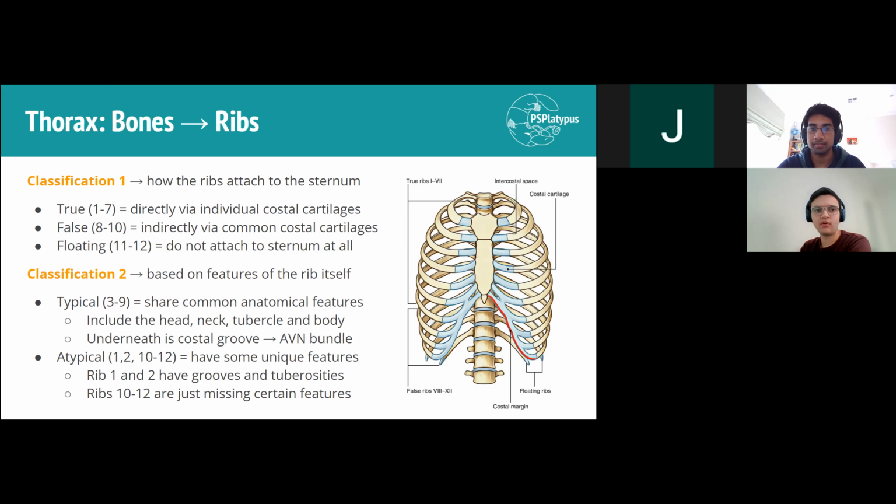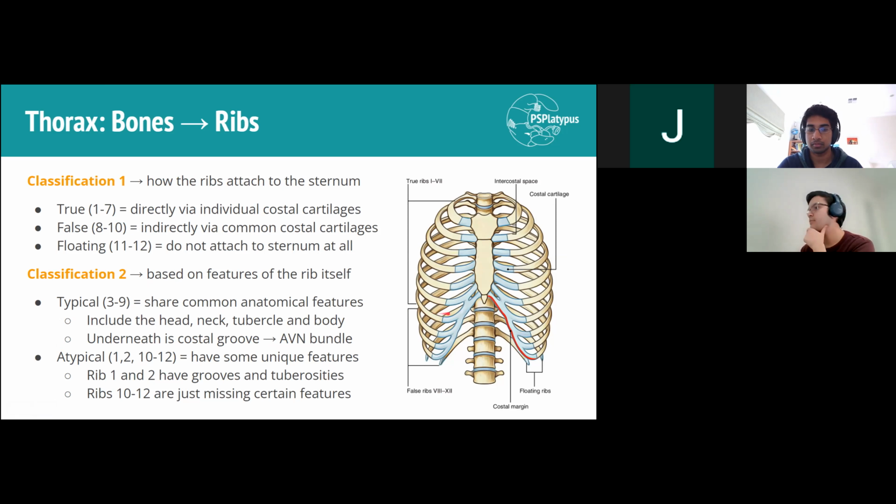So they're quite straightforward. The false ribs are only 3 ribs, 8 through to 10, and they will indirectly connect to the sternum via common costal cartilages. I'm not sure if you guys can see my cursor. Actually, let me get a little laser pointer up so you guys can, there we go.